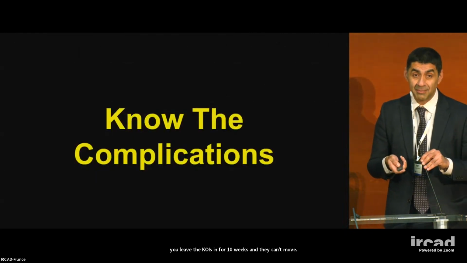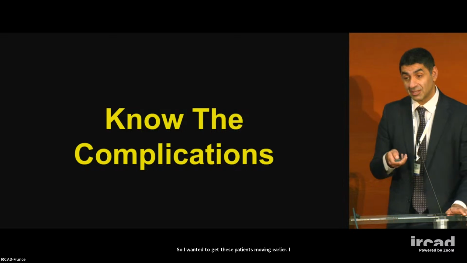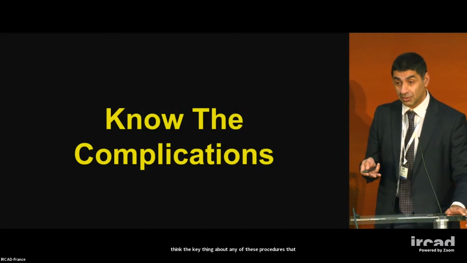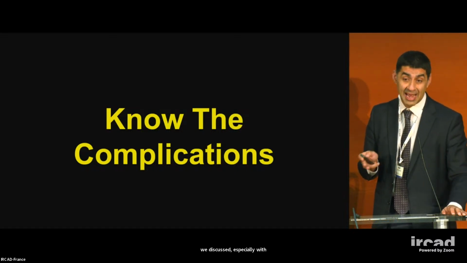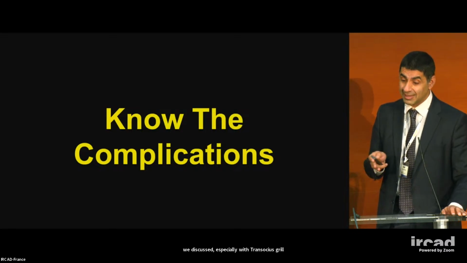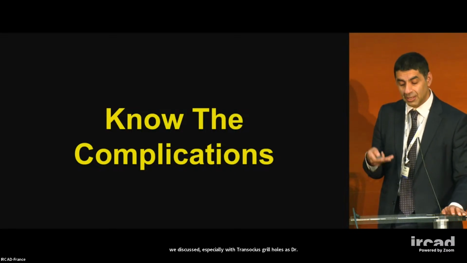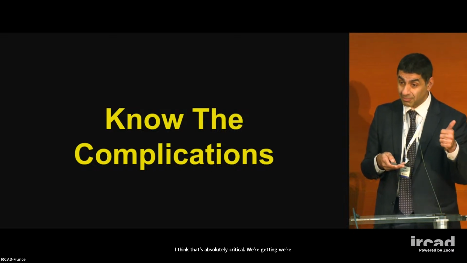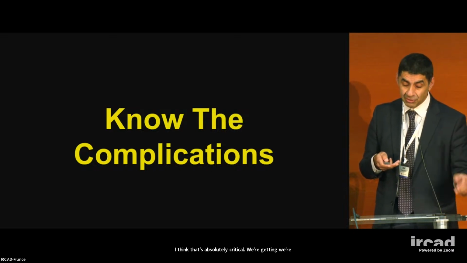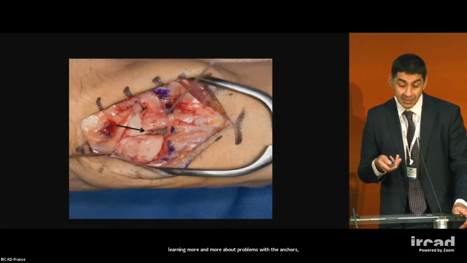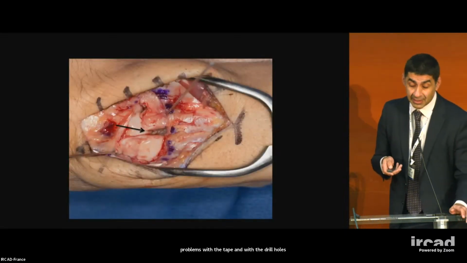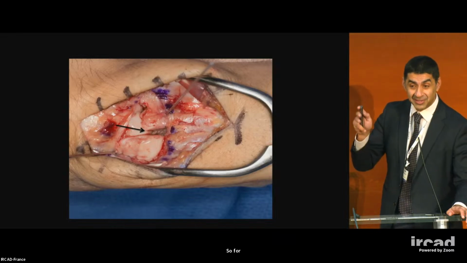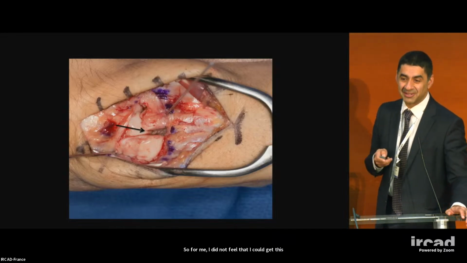I think the key thing about any of these procedures that we've discussed, especially with transosseous drill holes, as Dr. Moran mentioned, is you have to know the complications. I think that's absolutely critical. We're learning more and more about problems with the anchors, problems with the tape, and with the drill holes. So for me, I did not feel that I could get this arthroscopically. So it's okay to open, right? Even though it's an arthroscopic course.